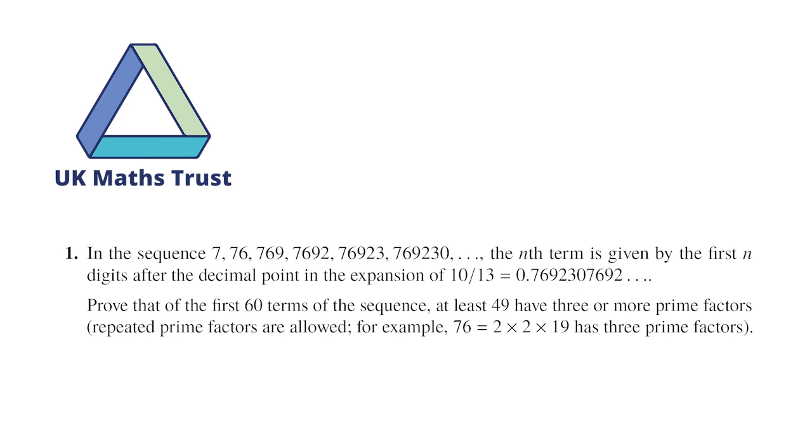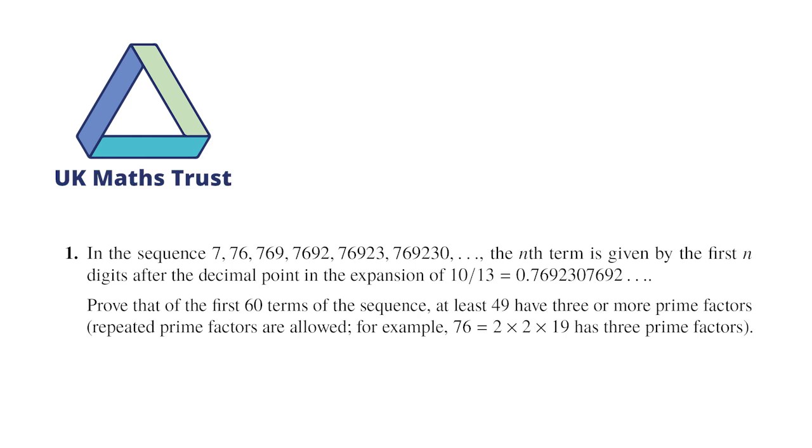Question 1. In the sequence 7, 76, 769, 7692, 76923, 769230, and so on, the nth term is given by the first n digits after the decimal point in the expansion of 10 over 13, and that's 0.769230, and so on. Prove that of the first 60 terms of the sequence, at least 49 have 3 or more prime factors. Repeated prime factors are allowed.